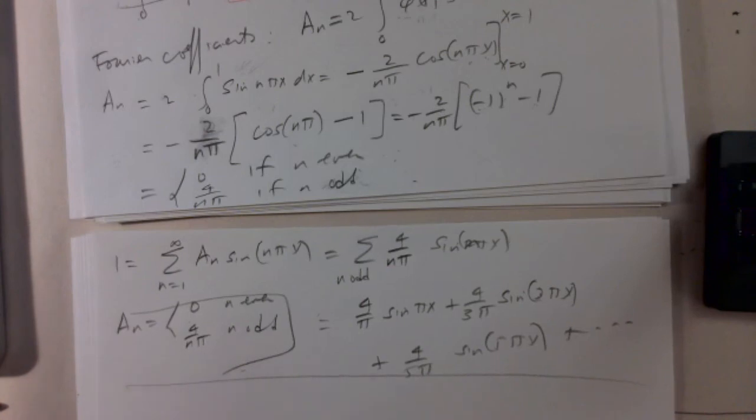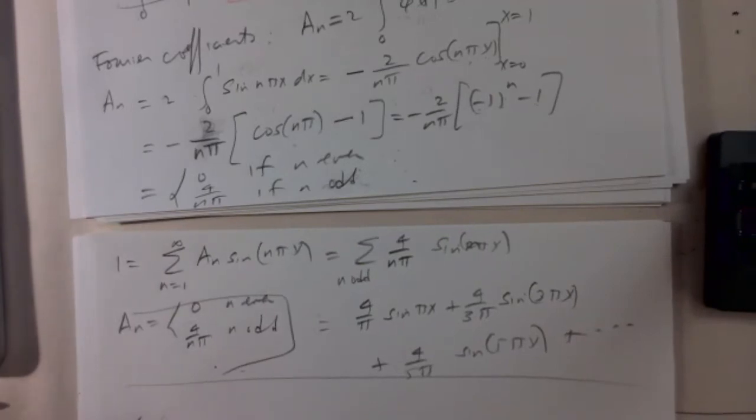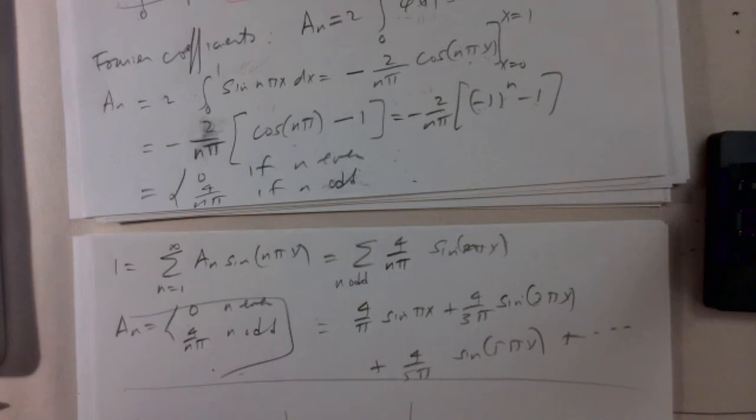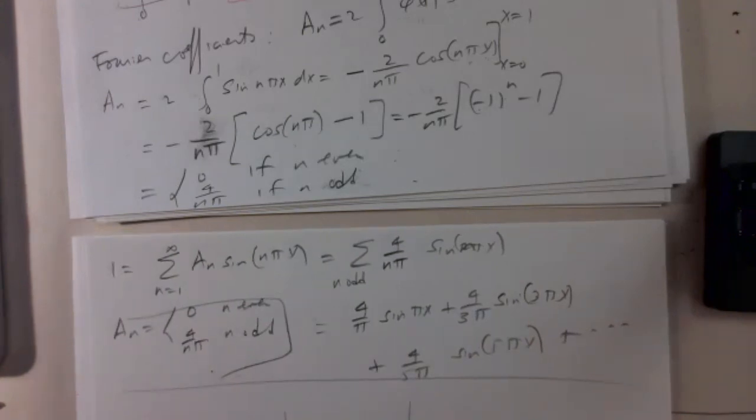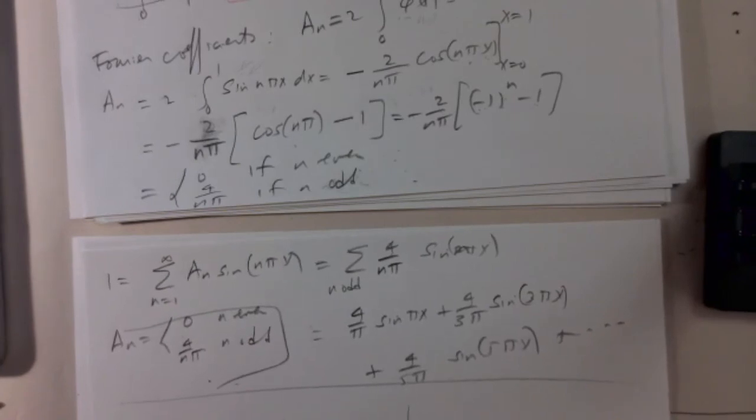Let's see. If you just look at the first term, 4 over pi, sine of pi x, from 0 to 1, it looks like that. If you were to look at 4 over pi sine pi x plus 4 over 3 pi sine of 3 pi x, so it looks like that. It's getting closer to 1.